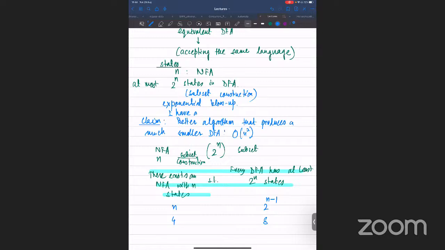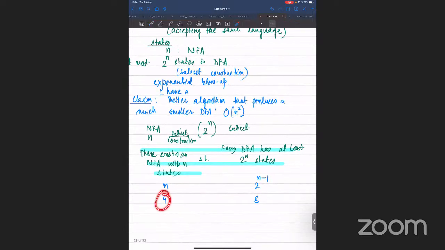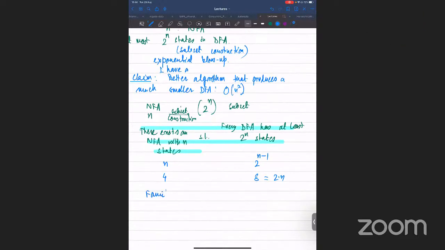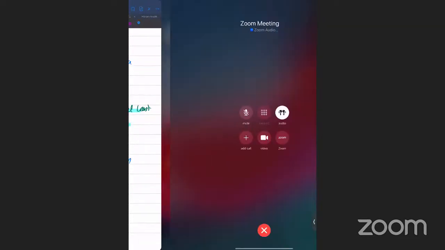N is a variable. Very good. Because if I just fix one NFA with some n states, I could have also said that this is 2n. It doesn't necessarily give you 2 raised to n minus 1. So hence I need a family of such NFA, a family of NFA for every n, as long as I can get 2 raised to n minus 1. Then it will give you such a lower bound.